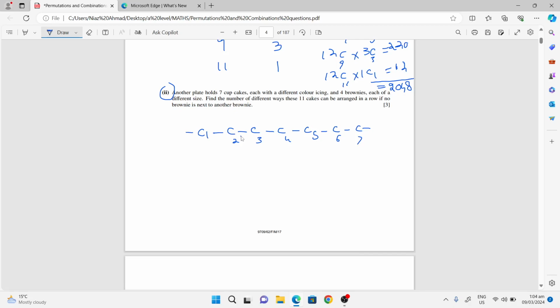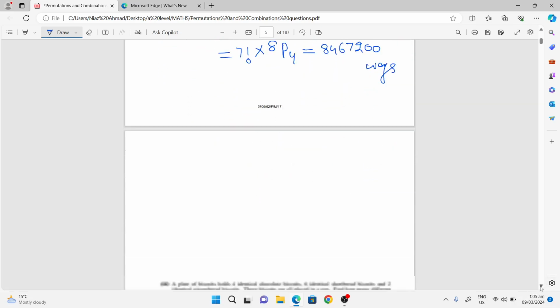Make another spaces. You need to find the number of different ways these 11 cakes can be arranged in a row if no brownie is next to another brownie. So look, the number of different ways: 7 cupcakes means 7 factorial. And 4 brownies. So the spaces are 1, 2, 3, 4, 5, 6, 7, and 8. So it would be 8 permutate 4 brownies. So 7 factorial times 8P4. Grab your calculator and get the answer, that is 8467200. So these are the number of different ways you can arrange those 4 brownies among these 7 cupcakes.